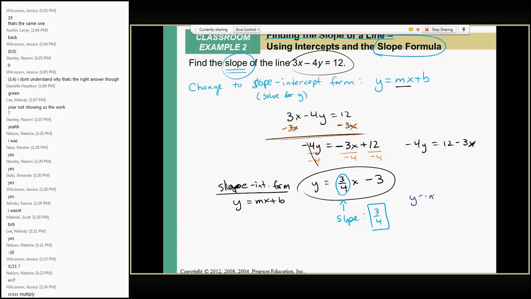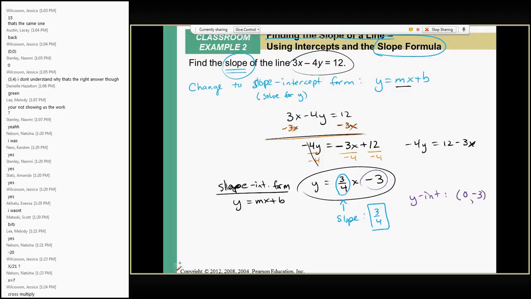So your y-intercept would be what? Be careful how you write it. I think they're going to want it as a point. So what would you say? (0, -3). Perfect. (0, -3). So they're going to ask different questions, very good, Jessica, on these types of problems.